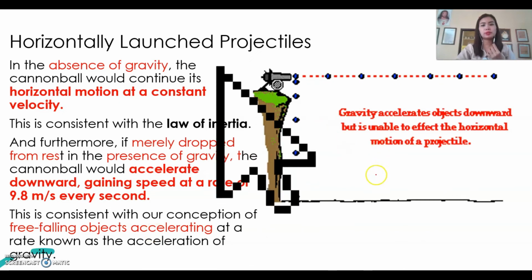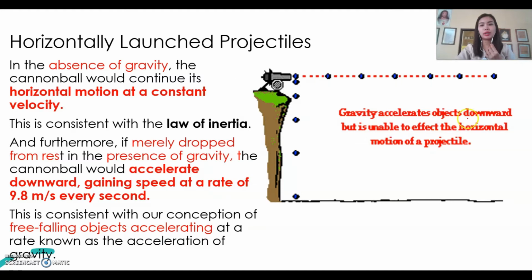Okay, so we have here a diagram that shows that gravity accelerates objects downward but is unable to affect the horizontal motion of a projectile. But why? Remember, in the absence of gravity, the cannonball will continue its horizontal motion at a constant velocity. Constant means walang nag-change. It is because it is consistent with the law of inertia.